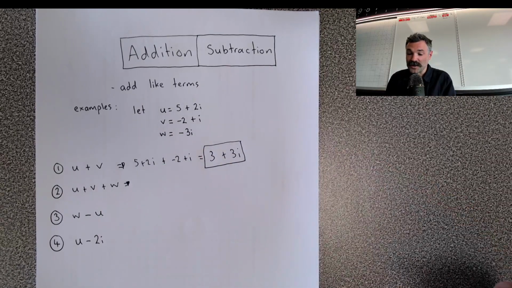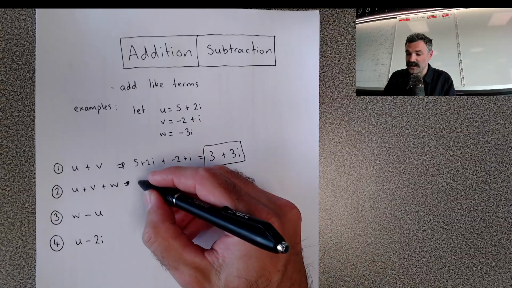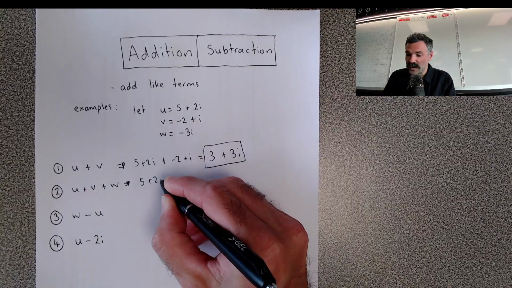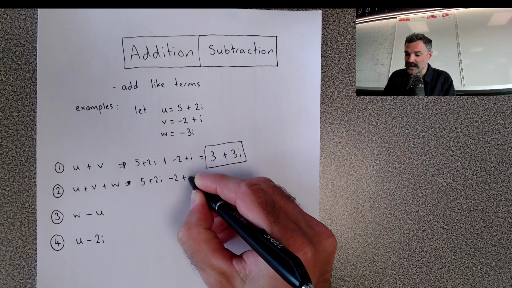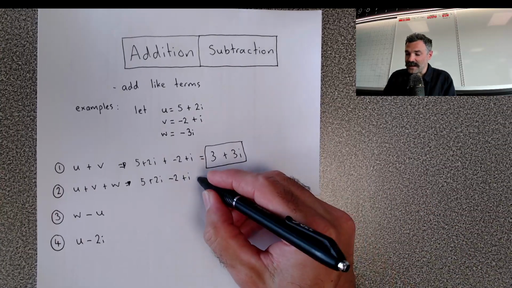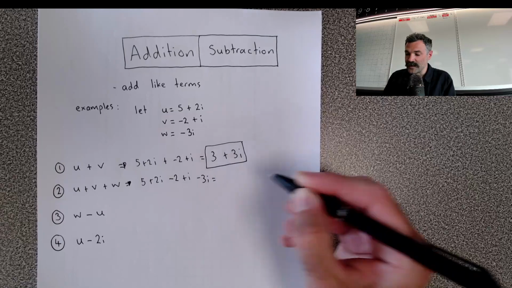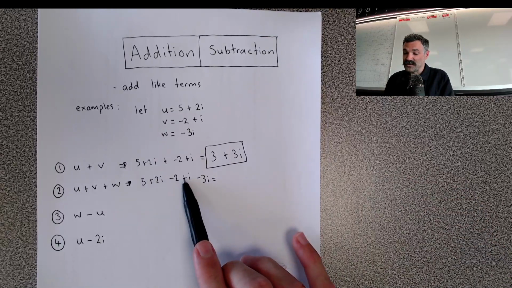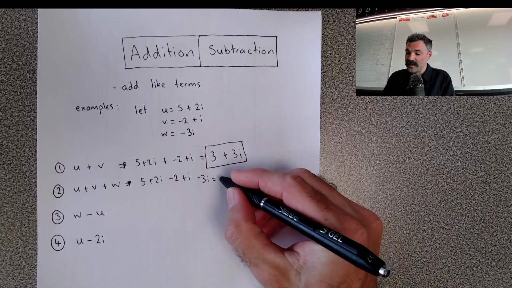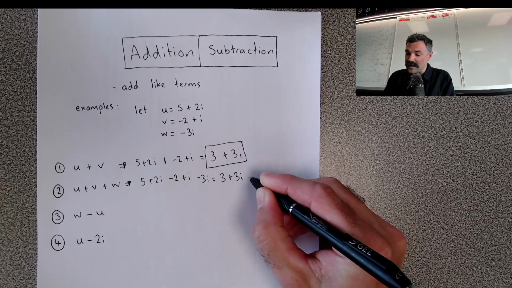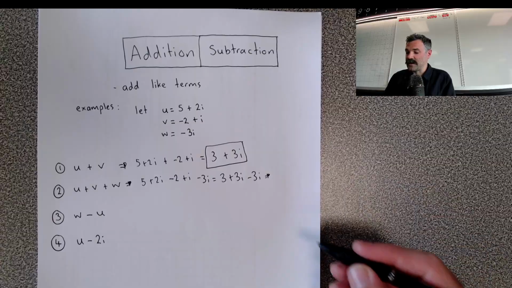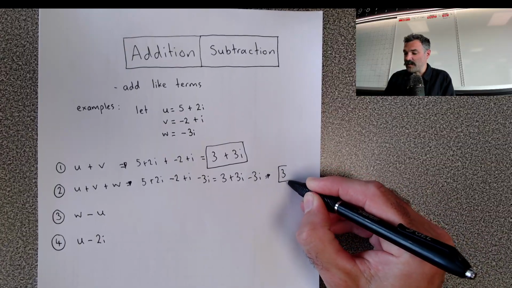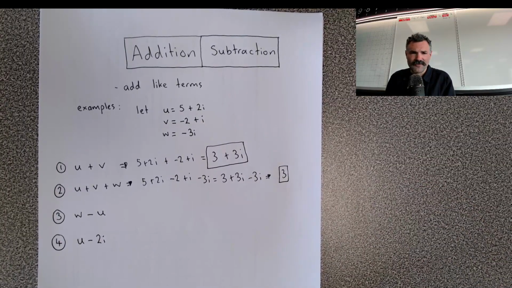Similarly, we can do u plus v plus w. Just going to add a whole lot of stuff. 5 plus 2i, that's my u. Negative 2 plus i, that's my v. And then minus 3i. So we already know what that first stuff is. We just did it. It's 3 plus 3i. And then I'm minusing 3i. And the i's are going to cancel. My final result will be a positive 3. Finished, done, happy, love it.